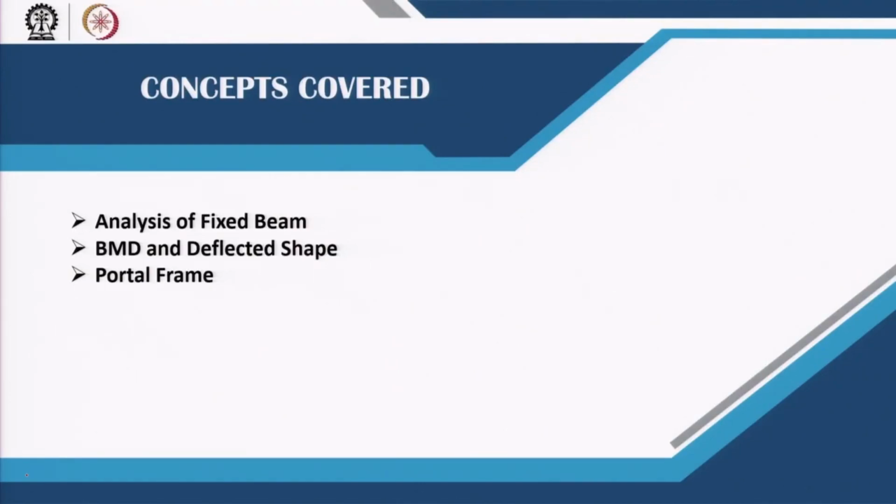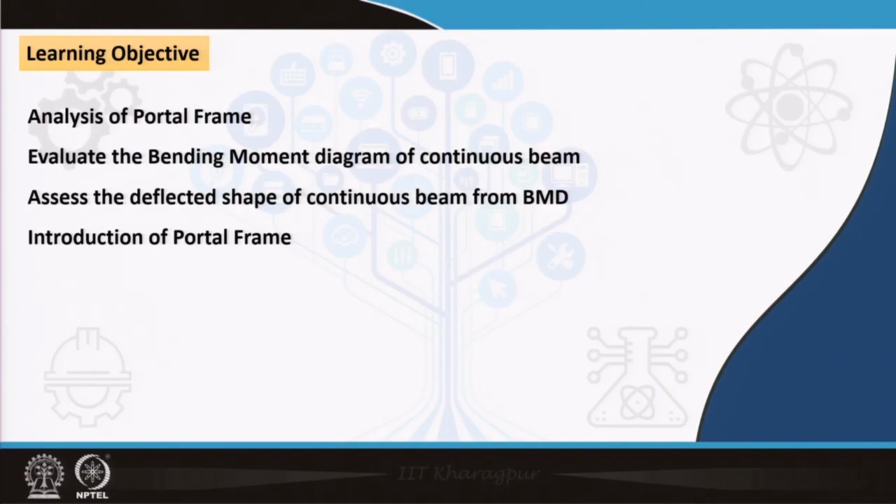We will start by analyzing the fixed beam, and we will try to find out the BMD and the deflected shape of the continuous and the fixed beam. Then we will have a brief discussion on the portal frame. So, the objective of today's learning is that we will analyze the portal frame, evaluate the bending moment diagram of the continuous beam, assess the deflected shape of the continuous beam from the BMD, and also introduce the portal frame, in that order.